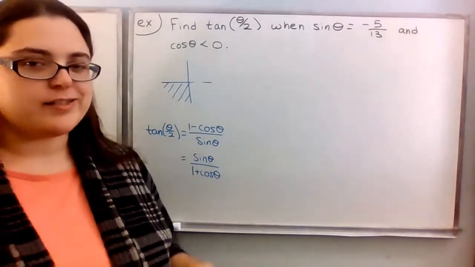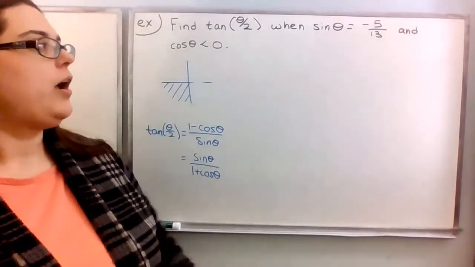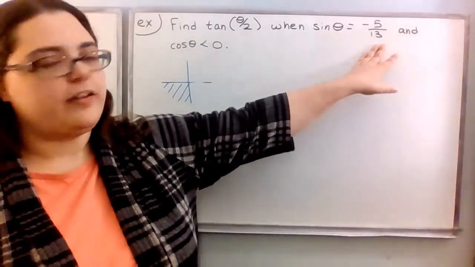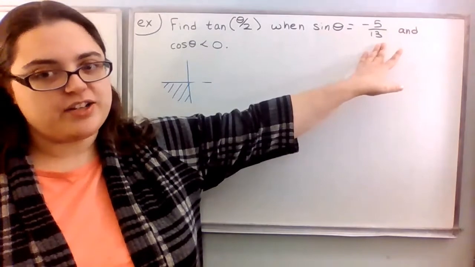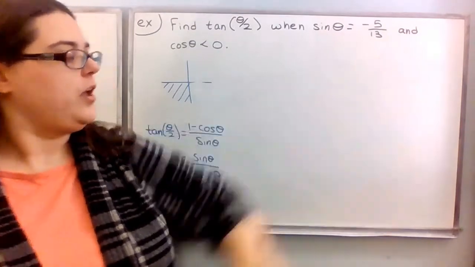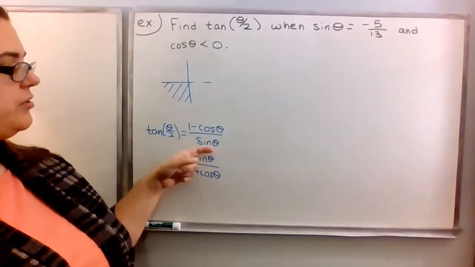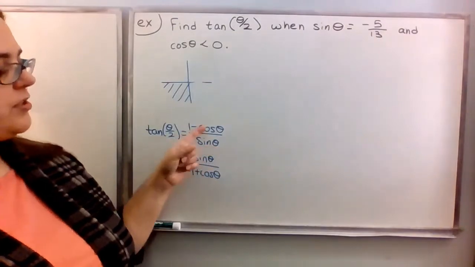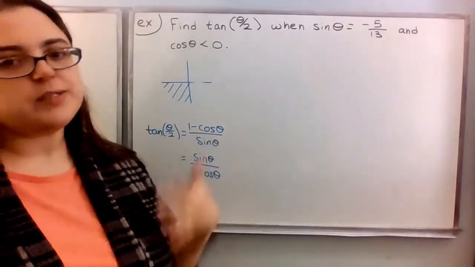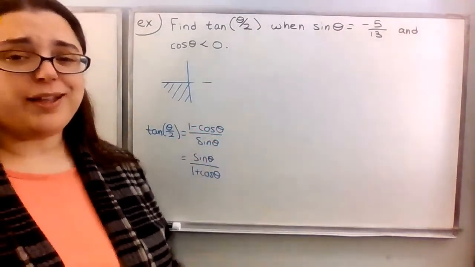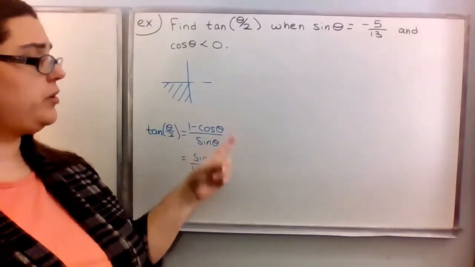Now, in this case, this is sort of what I was referencing before. I know that sine does not have a radical in it. It's a nice fraction, -5/13. So let's go ahead and plan to use this top one, just in case cosine does have a radical. It's possible cosine doesn't, but we can go ahead and use this top one because we know sine doesn't.